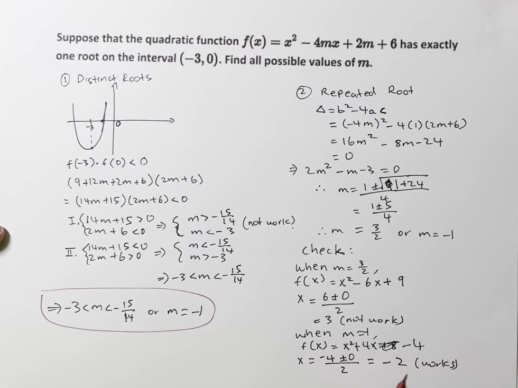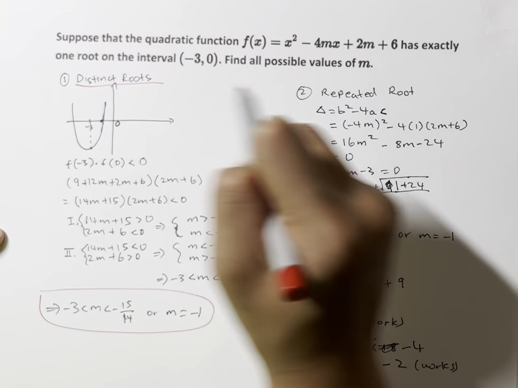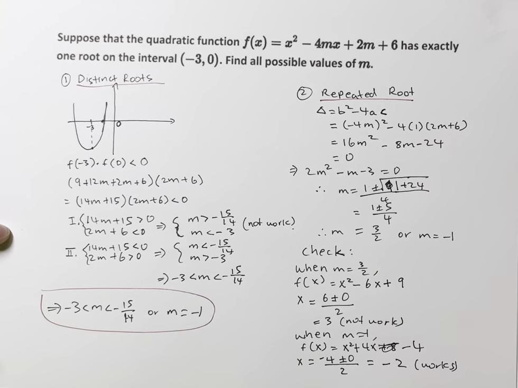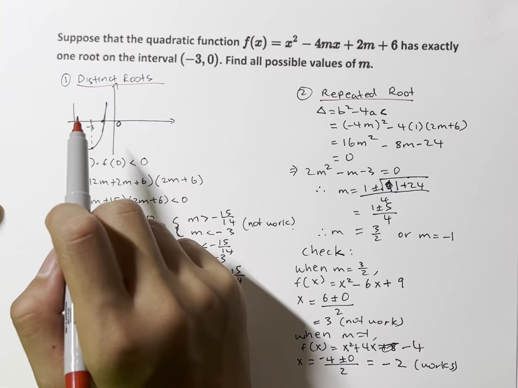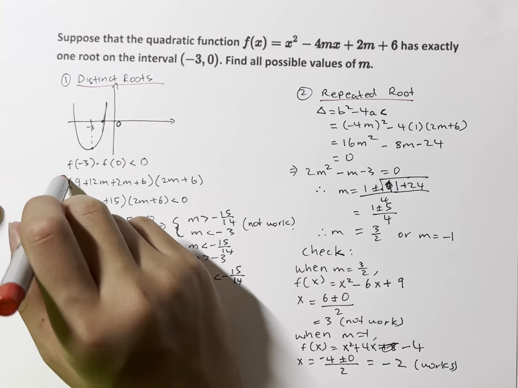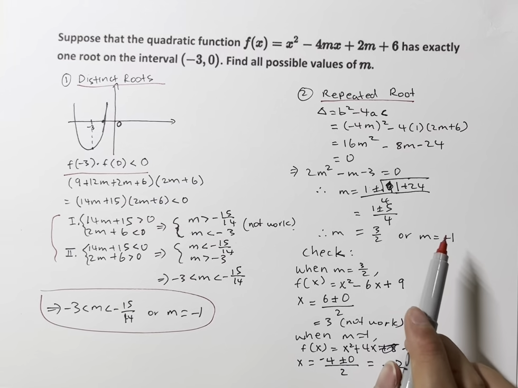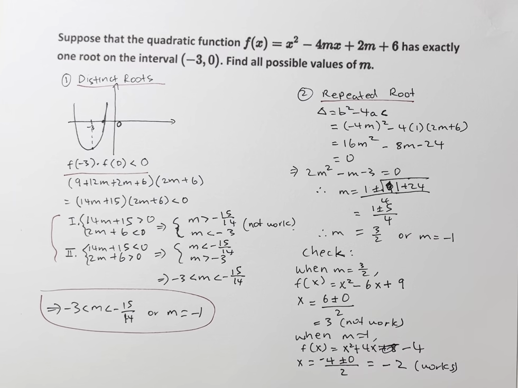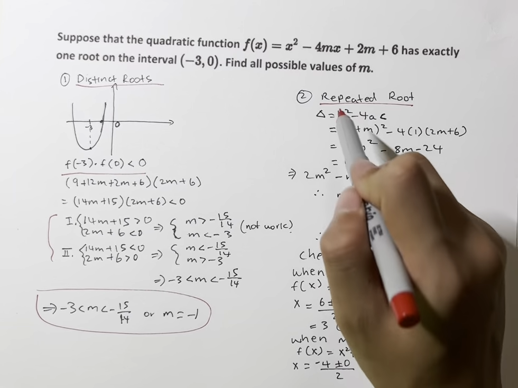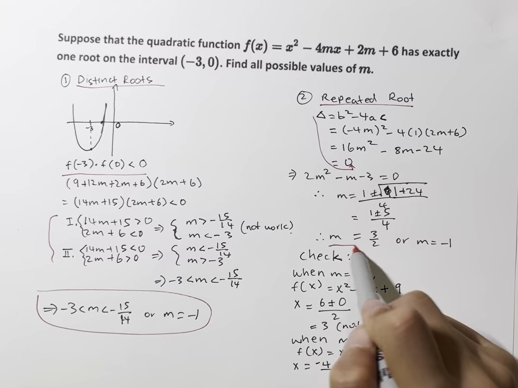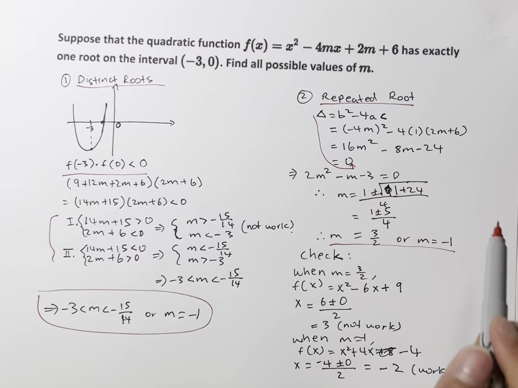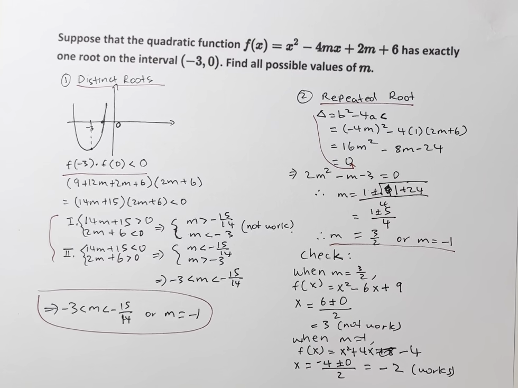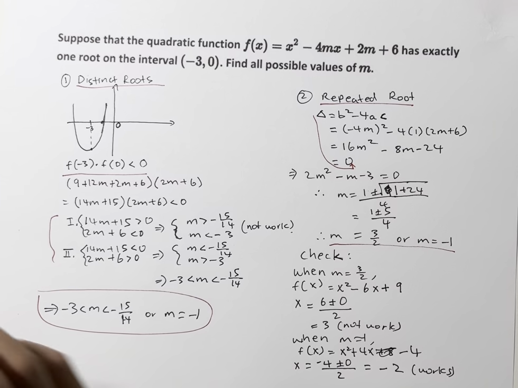The key point is that you have to identify the two cases, distinct and repeated. Then you draw a graph, which is a common method for quadratic functions, to get this conclusion. Then you solve the quadratic inequality. For the repeated case, you know that repeated roots have delta equal to 0, and you solve for that. But when you check, you find that only m equals -1 works. That is how you get the answer to this problem.